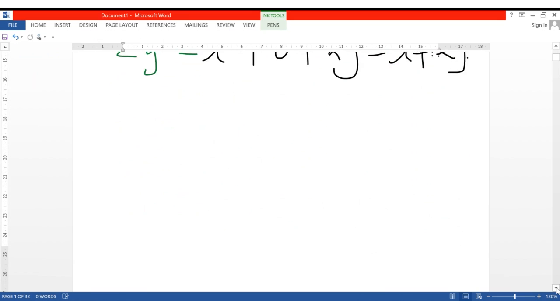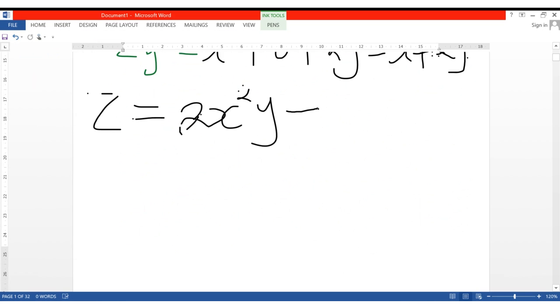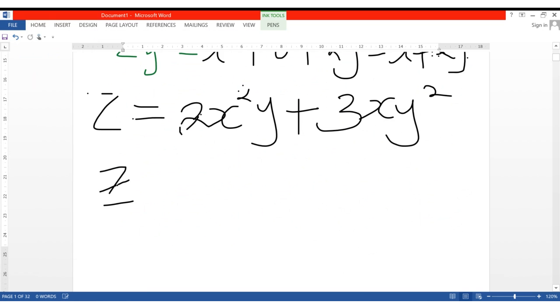So I'll do another one. Zx. Z is equal to 2x squared y plus 3xy squared. So again, zx, if I differentiate in terms of x, I'll assume that y is a constant.